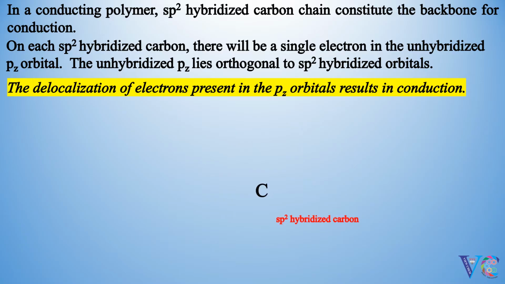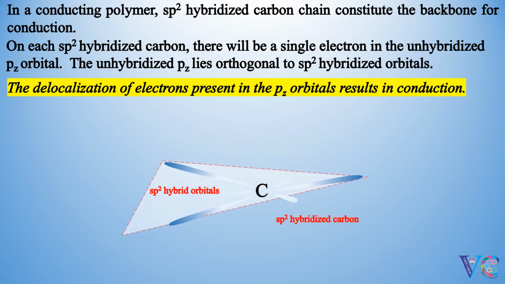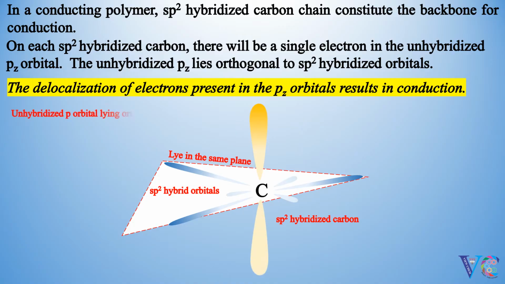An sp2 hybridized carbon contains 3 sp2 hybrid orbitals. These 3 sp2 hybrid orbitals lie in the same plane. The unhybridized p orbital, lying orthogonal to the sp2 hybrid orbitals, contains an electron.